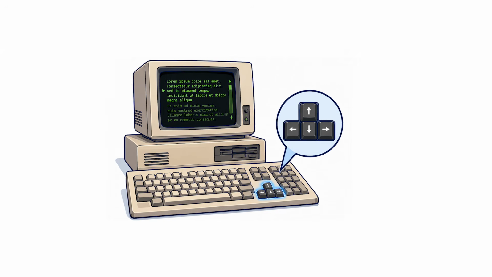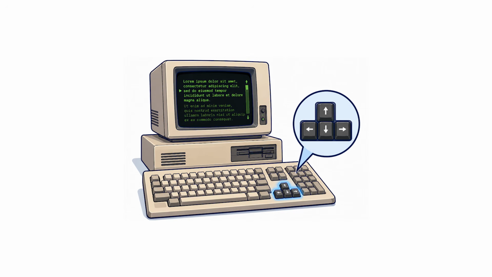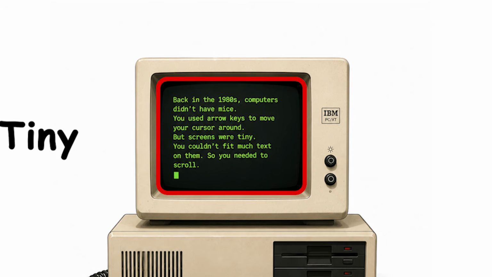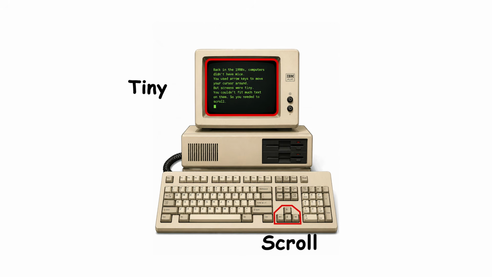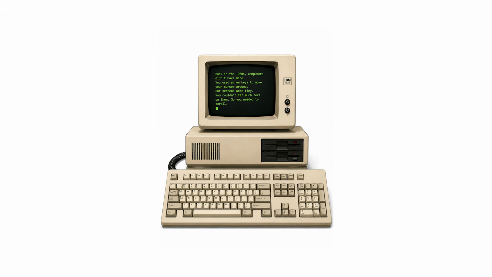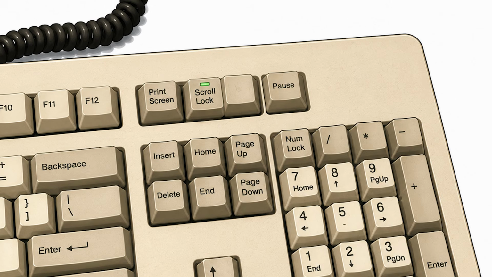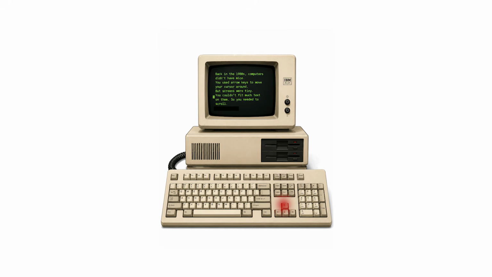Back in the 1980s, computers didn't have mice. You used arrow keys to move your cursor around. But screens were tiny. You couldn't fit much text on them, so you needed to scroll. Problem was, your arrow keys were already busy moving the cursor. They couldn't scroll too, so they created scroll lock. Press it, and suddenly your arrow keys stopped moving the cursor and started scrolling the whole page instead.